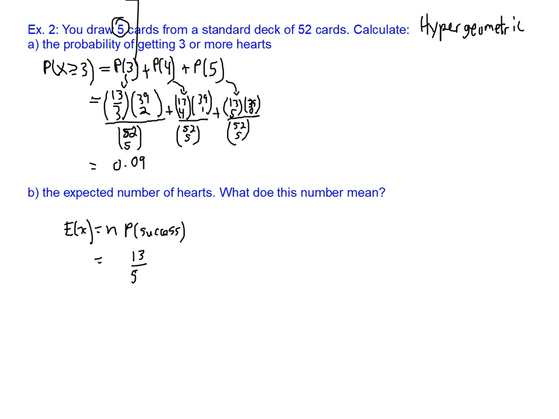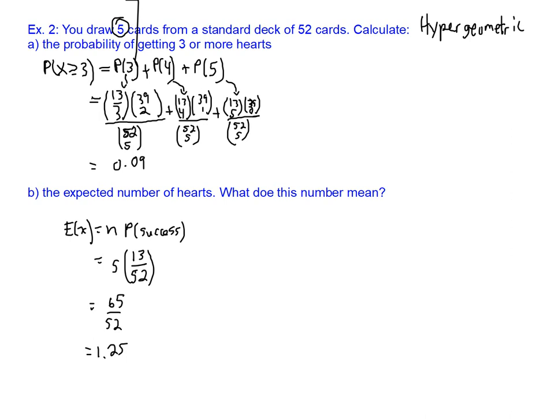And n in this case is the number of trials. Well, we're doing 5 trials, so we are multiplying by 5. We're drawing 5 cards. If we simplify that, that works out to 65 out of 52, which is approximately 1.25. So on average, we would expect 1.25 hearts when we get a 5 card hand.